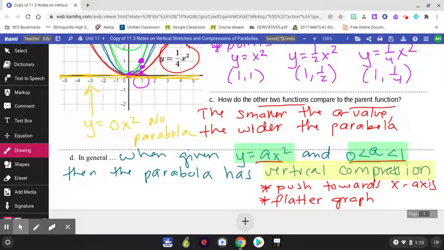Okay, so now we're going to take all of this new knowledge and apply all these pieces of opening up and opening down, the properties of the parabola, shift up and shift down, and stretches and compressions, and apply those all to our quadratic equations.